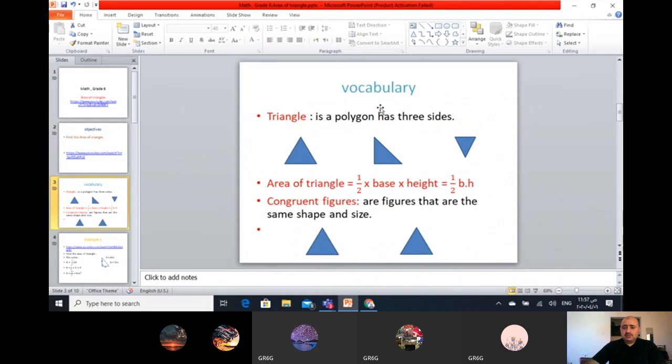Right. Vocabulary. What's the meaning of triangle? As you know, a triangle is a polygon that has 3 sides. Like this. This is a triangle. 1, 2, 3. Right. What is the formula of the area of the triangle?